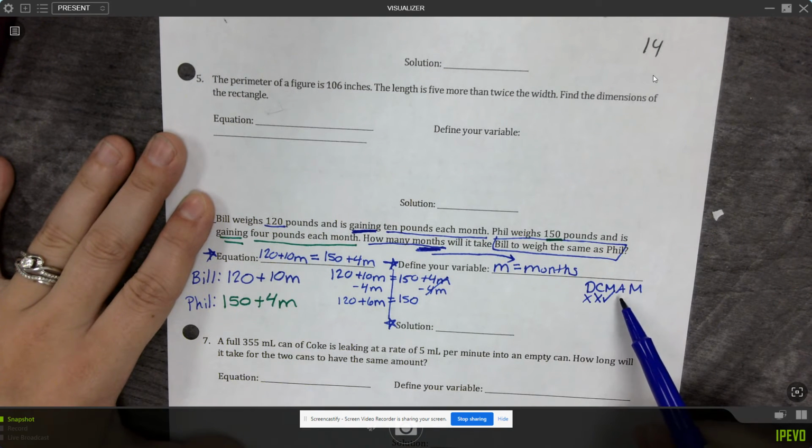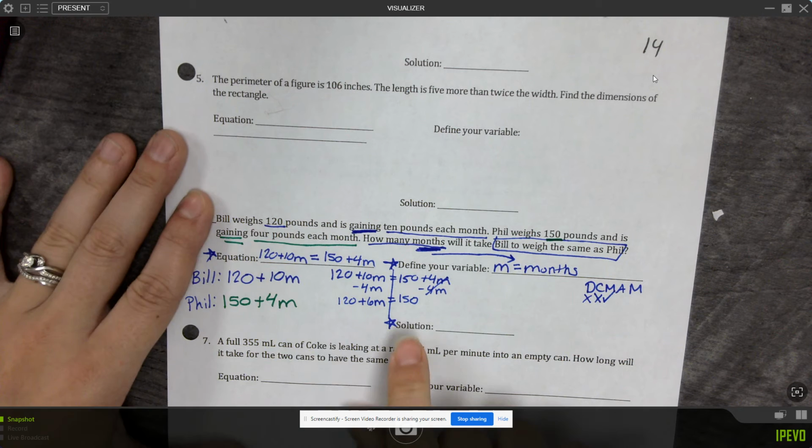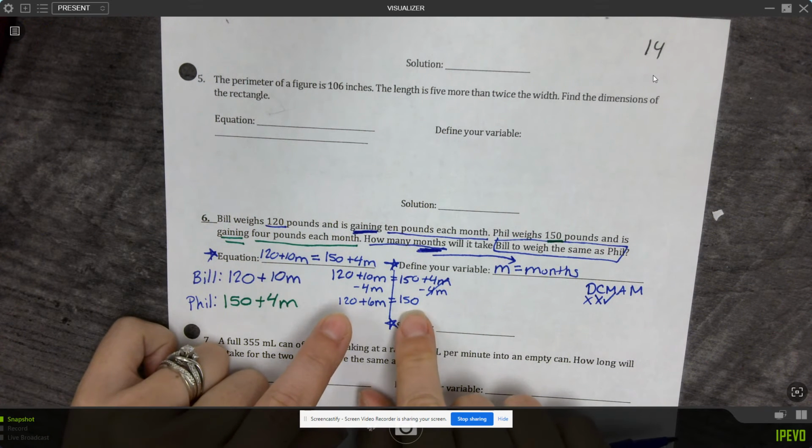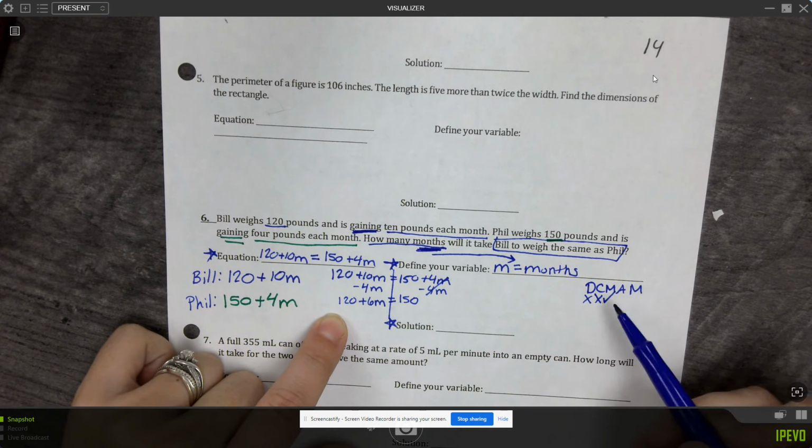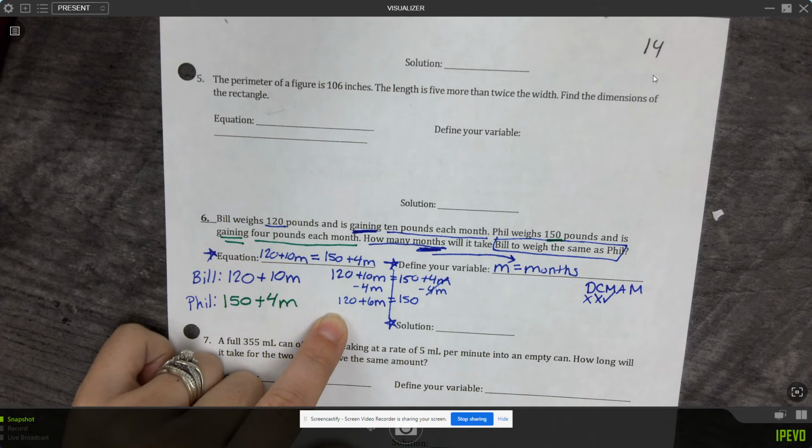So A is add or subtract your constant. And remember, we're focusing on the side where your variable is. So I do have two constants, 120 and 150, but I want to get rid of the one that's on the same side as my variable m. So I need to get rid of 120. When I want to add or subtract, I need to then subtract or add to get rid of it.